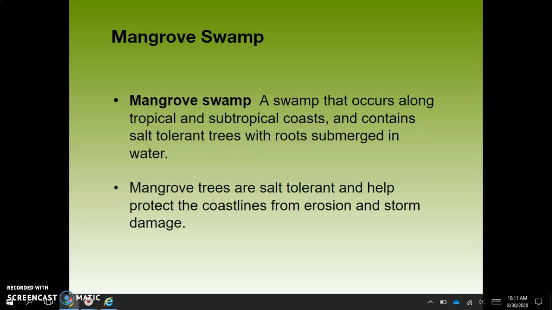but they're not woody. A mangrove swamp is a swamp that occurs along tropical and subtropical coasts and contains salt-tolerant trees with roots submerged in the water. Mangrove trees are salt-tolerant and they help protect the coastlines from erosion and storm damage. So mangrove swamps are very important to help protect coastal areas from damage, especially from things like hurricanes.